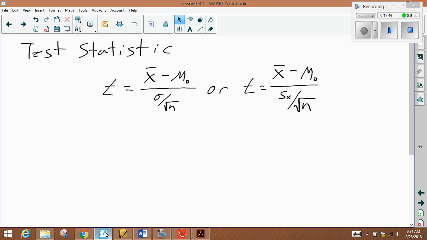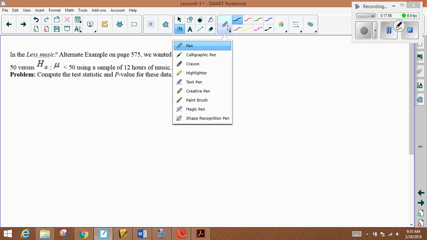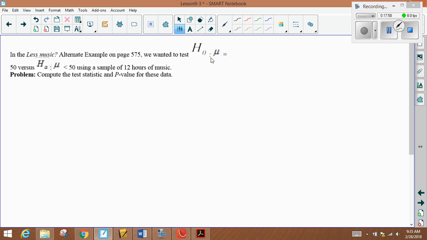Let's go ahead and put this into motion. Sorry, this looks pretty bad. I'll make it look better. We're going to test our null hypothesis that our mean is equal to 50 against our alternative hypothesis that the mean is actually greater than 50.